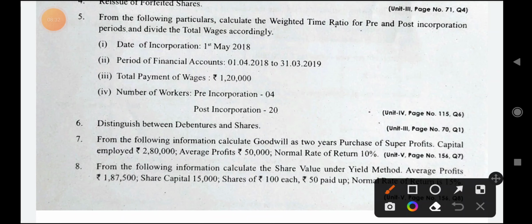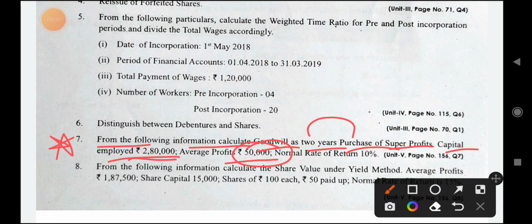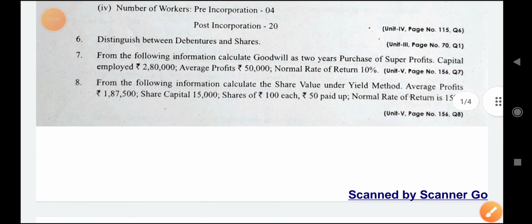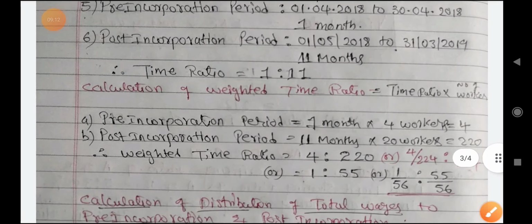Next one, generally this type of question will be asked in the long question, but here they asked in short. From the following information calculate goodwill 2 years purchase. How many years of purchase? 2 years of purchase of super profits. Capital employed, generally in long question capital employed we will calculate. Here he already gave. Average profits without any adjustments. Average profits are used for FMP calculation. Normal rate of return NRR, this is NRR 10%. So with these we need to calculate goodwill under super profits method.